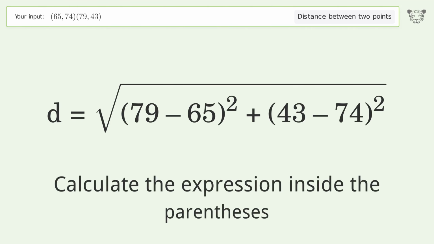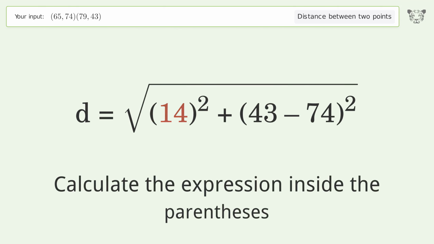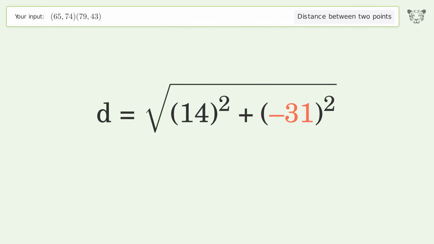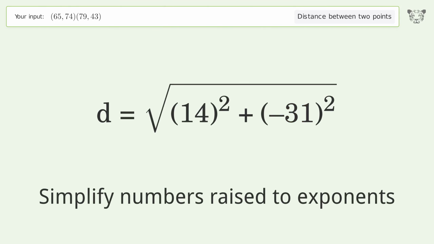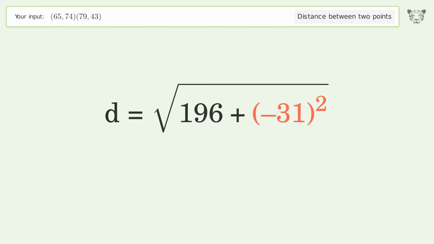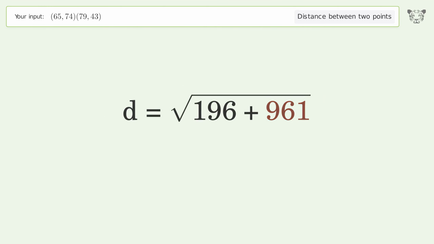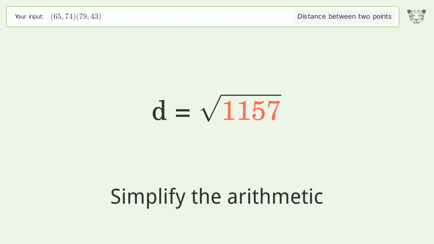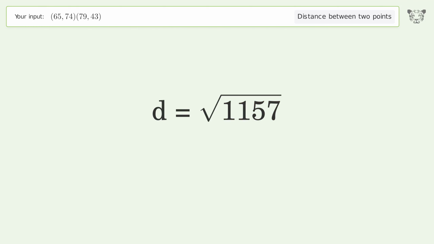Calculate the expression inside the parentheses. Simplify numbers raised to exponents. Simplify the arithmetic. And so the distance between the 2 points is the square root of 1157, or 34.015.